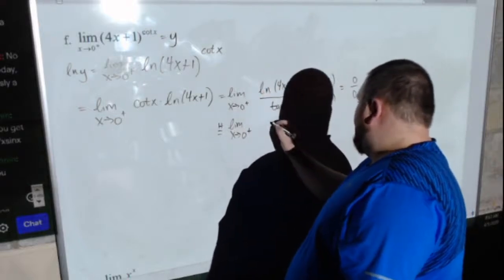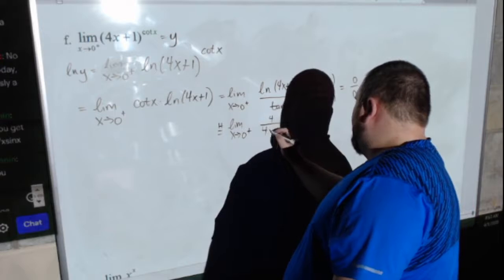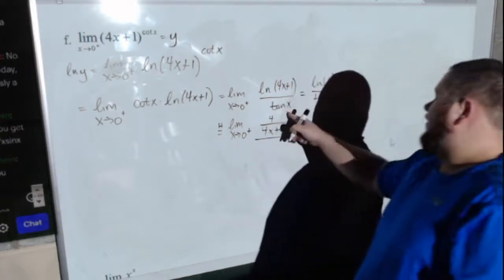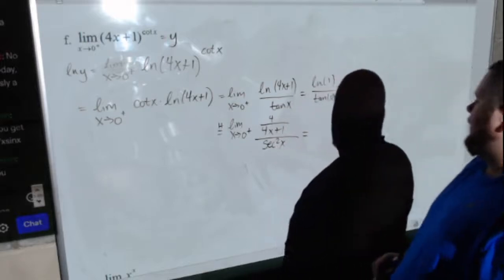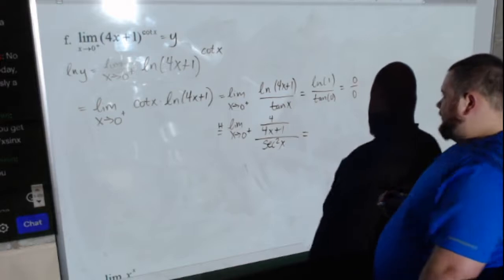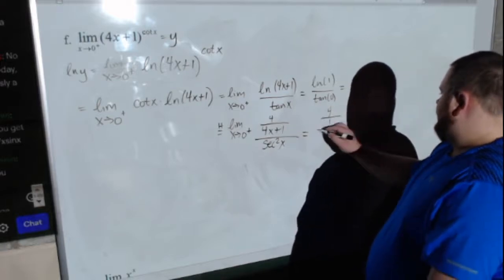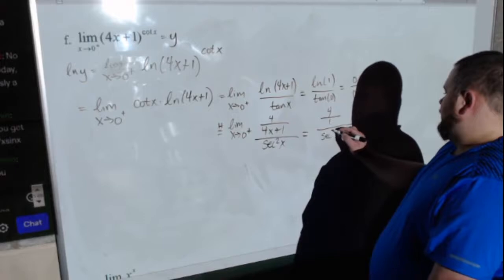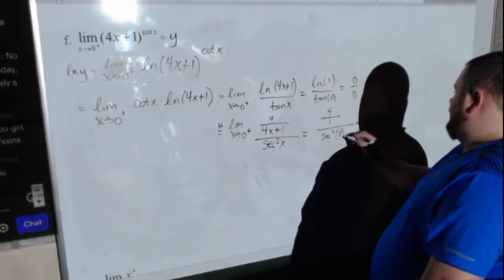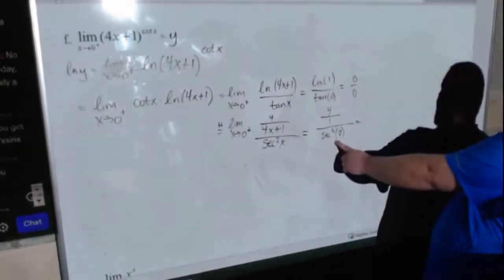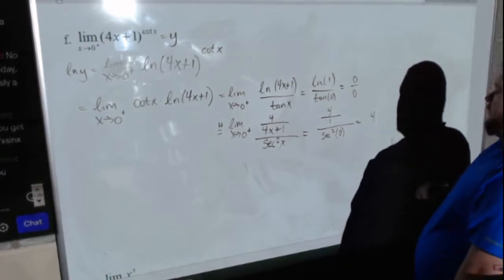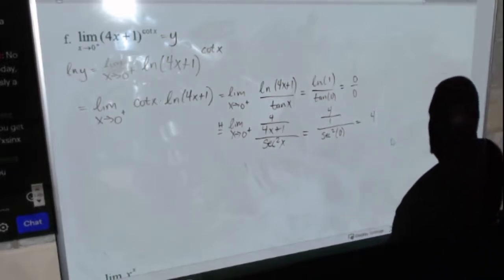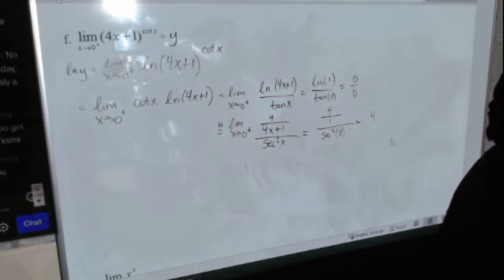So the derivative of natural log is going to give me 4 over 4x plus 1. The derivative of tangent is secant squared. Plug in 0. Secant is really 1 over the cosine. Cosine of 0 is 1. So secant squared is just 1. So we get 4 out of that.